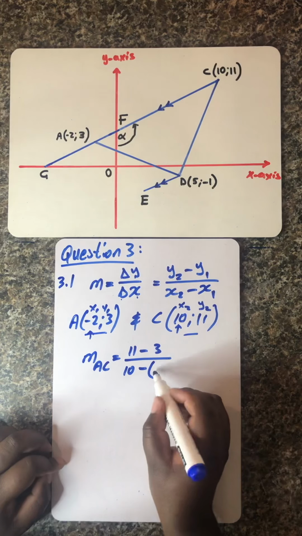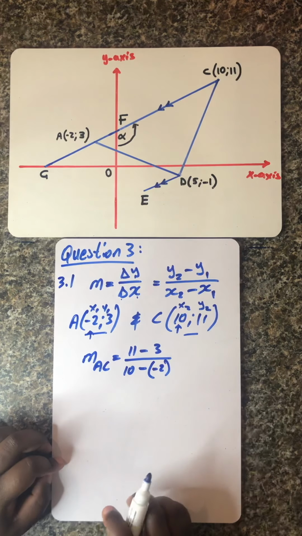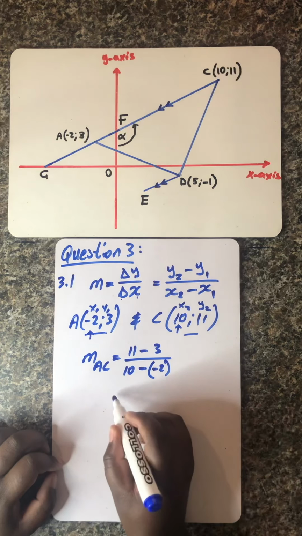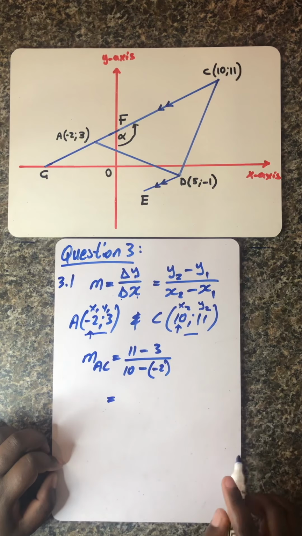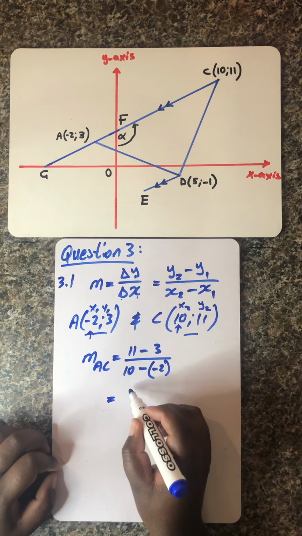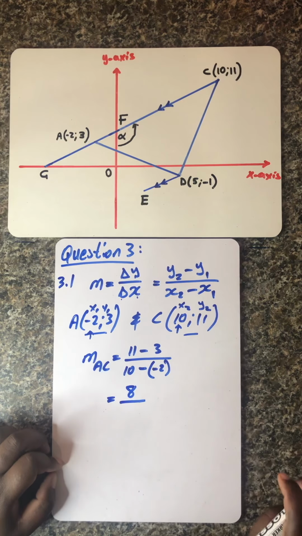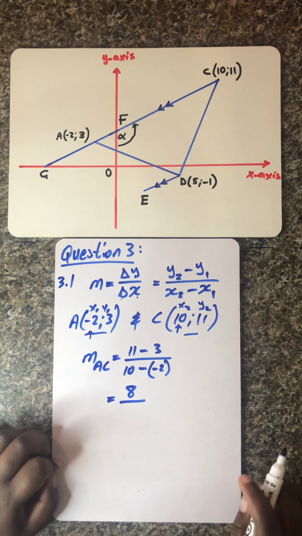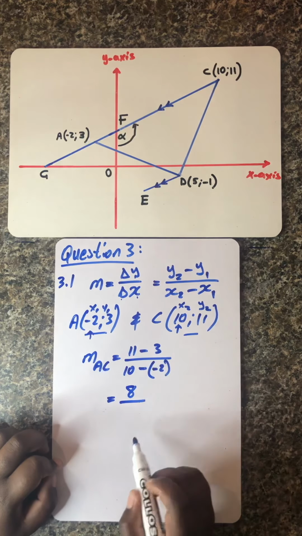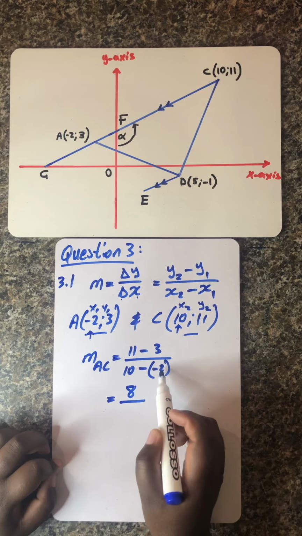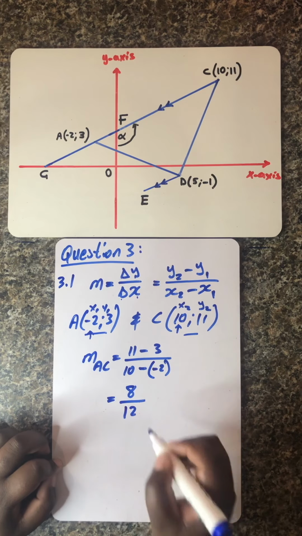Okay, so now let's move to x1. Remember I've just indicated that I substitute those in brackets. Why? Because it's negative. Okay, so now ladies and gentlemen, what is 11 minus 3? It should be 8. Okay, so that means you've got 8 there. Okay, so now what is this times that? It becomes a positive, so it's more like a 10 plus 2, which is equal to 12.